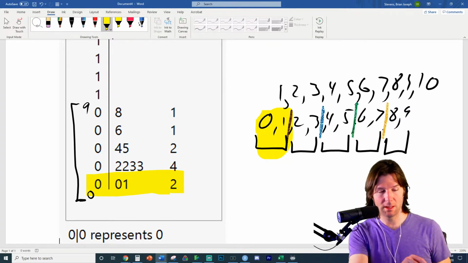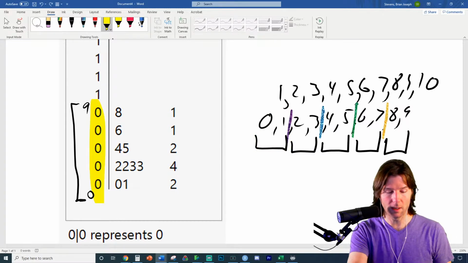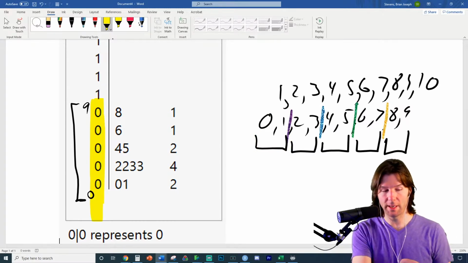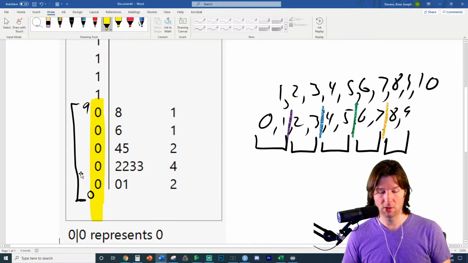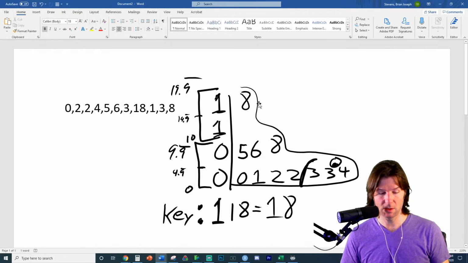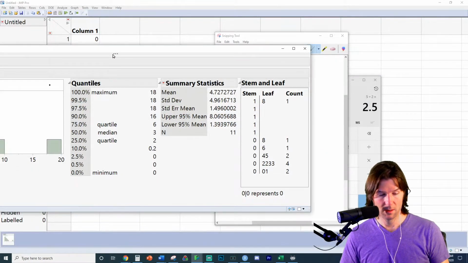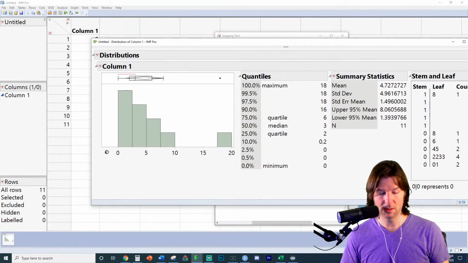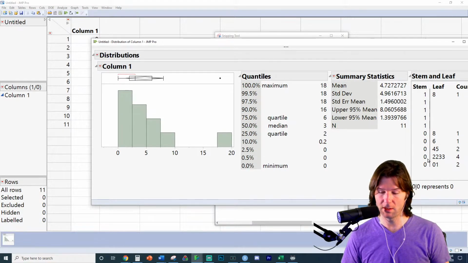Please remember that the things right here are not numbers. It's just a number line like you would see on the histogram. So the identical thing you would see on a histogram would be this right here. This is a number line, just like this is a number line.